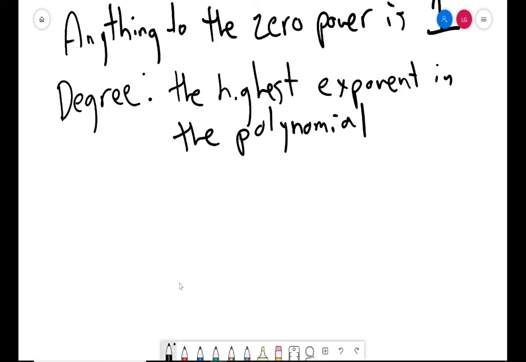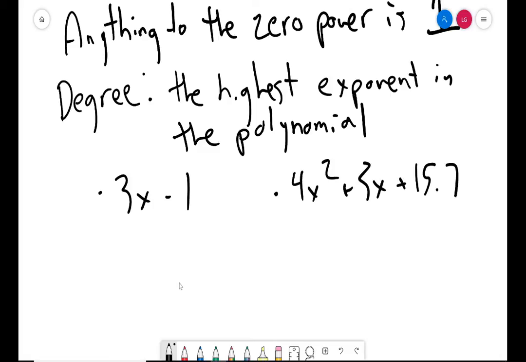So let me do a couple examples here. Let's do 3x minus 1. Let's look also at 4x squared plus 3x plus 15.7. Let's look also at x minus x cubed. Let's look also at 5. So each of these 4 is a polynomial, right? 1, 2, 3, 4 different polynomials.